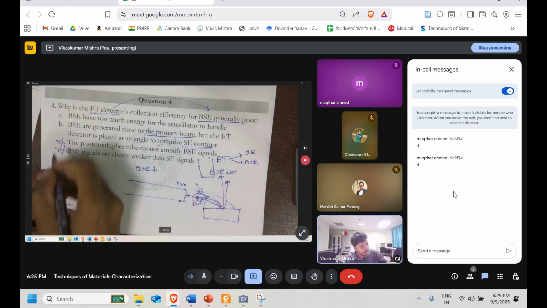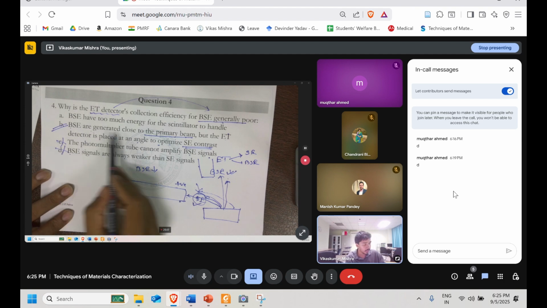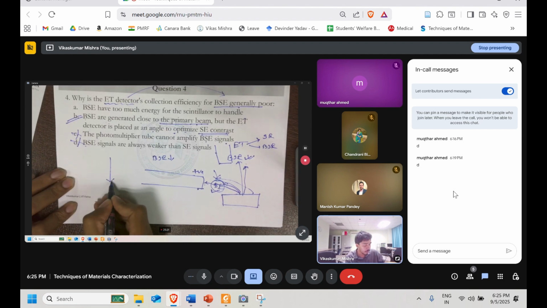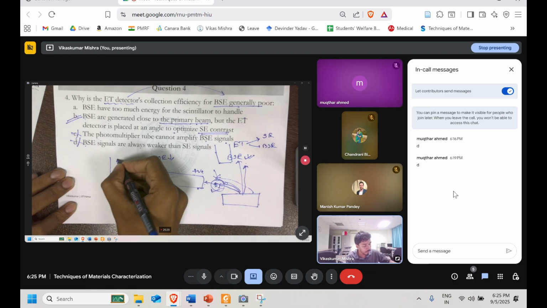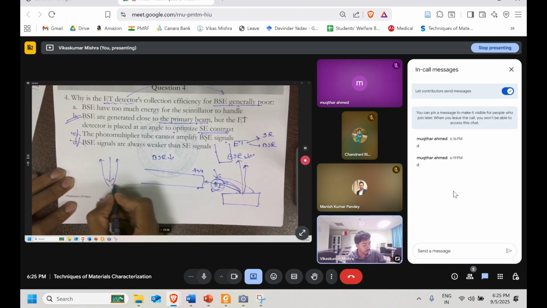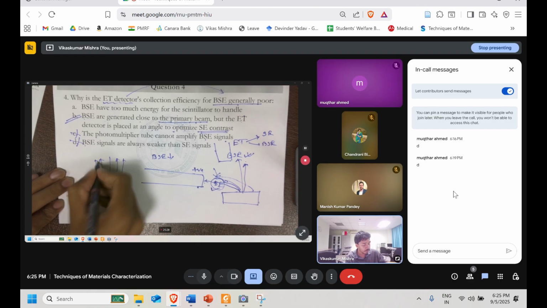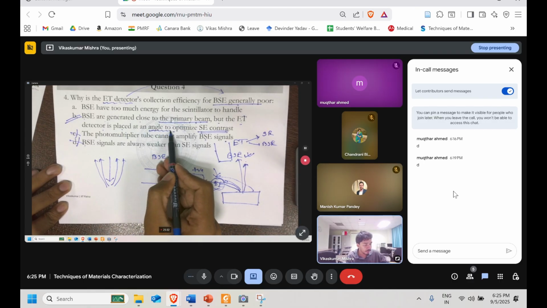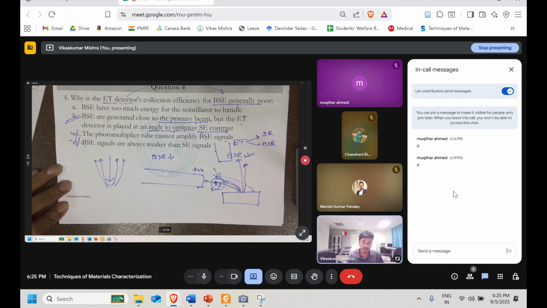Okay, so the right answer here is option B. BSEs are generated close to the primary beam. So this is the primary beam. The BSE signal which is generated will be very close to the primary beam, but the ET detector is placed at an angle to optimize the SE contrast.